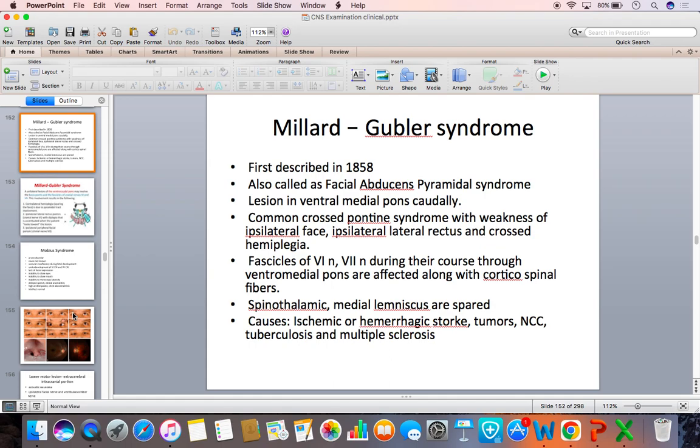So Millard-Gubler syndrome presents, as its name indicates, as facial abducens pyramidal syndrome. There is ipsilateral facial nerve palsy, ipsilateral abducens nerve palsy with contralateral spastic hemiplegia. In this syndrome, the spinothalamic tract and medial lemnisci are spared. This is otherwise called the ventral pontine syndrome.